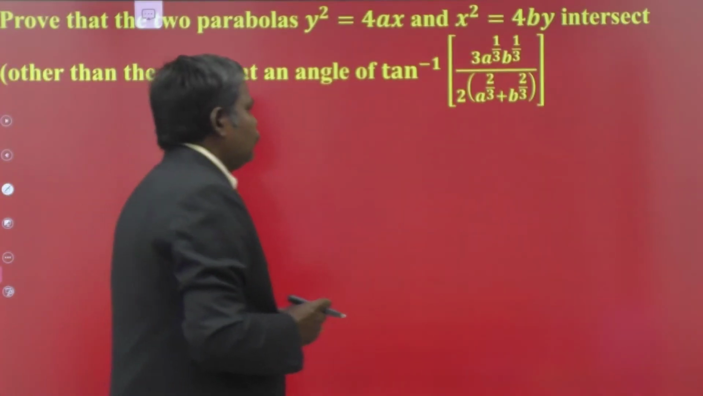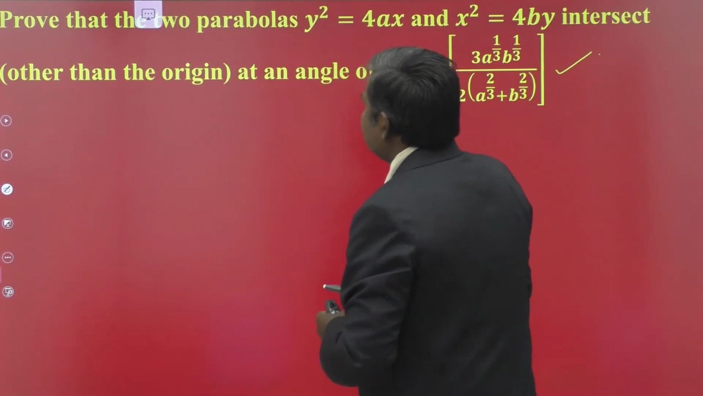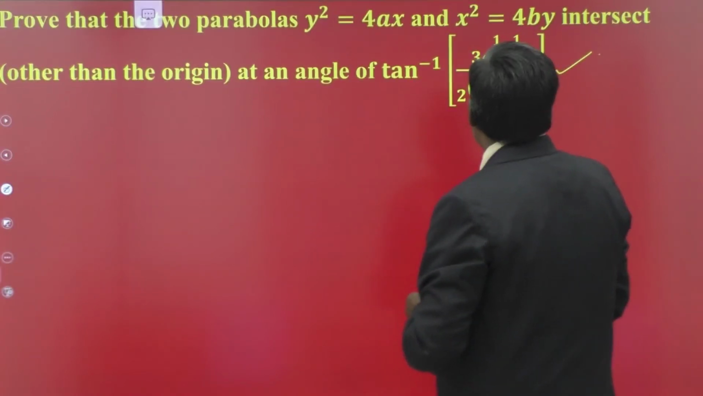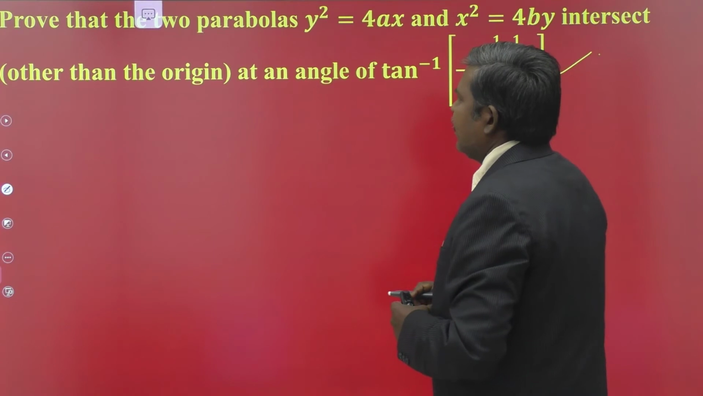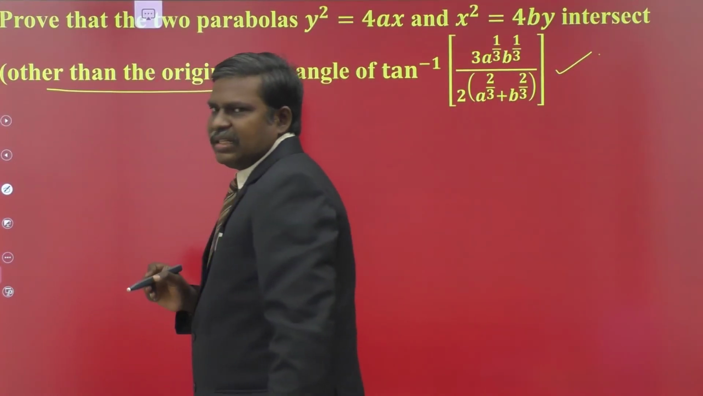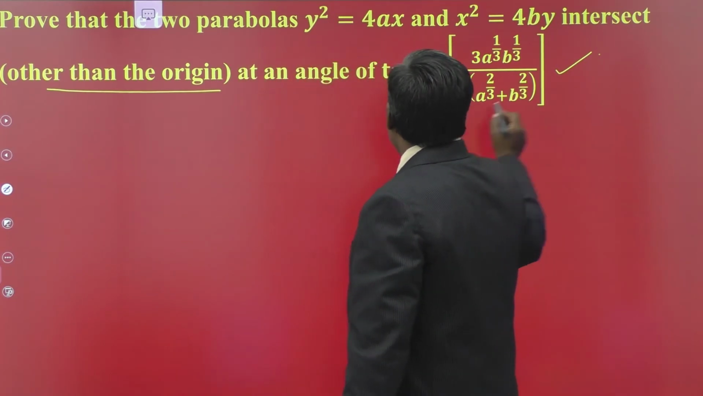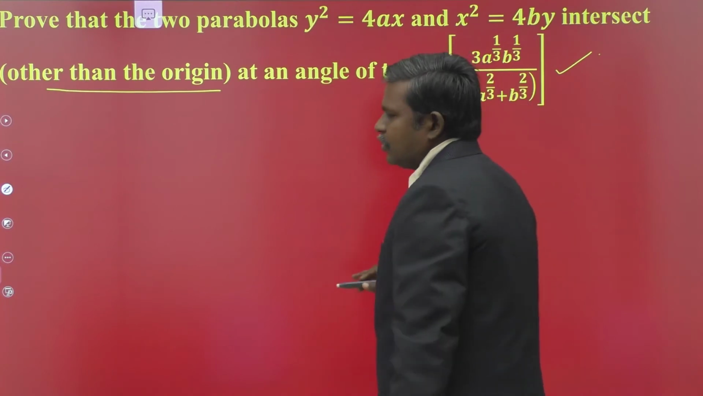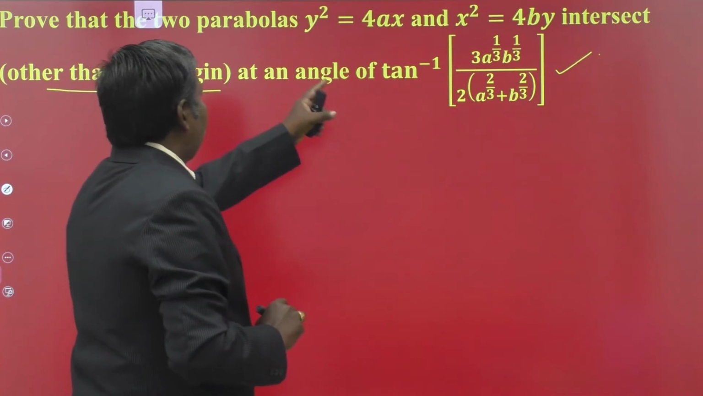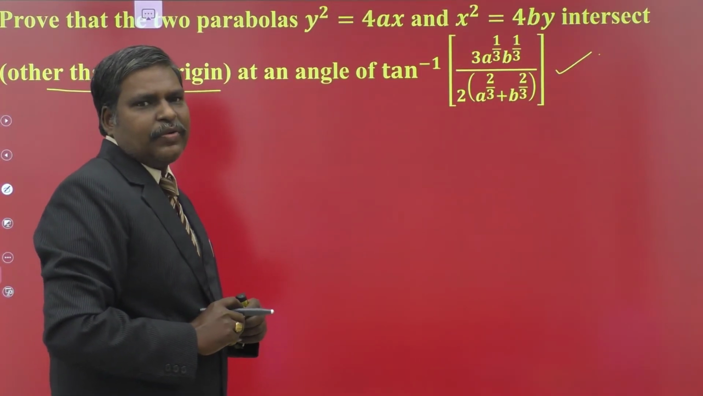So this is also a very, very important question for you. Prove that the two parabolas y square is equal to 4ax and x square is equal to 4by intersect, other than the origin, at an angle. This is the angle. So the angle between the tangents at their points of intersection is that much, you have to show that. What is the angle between two curves?